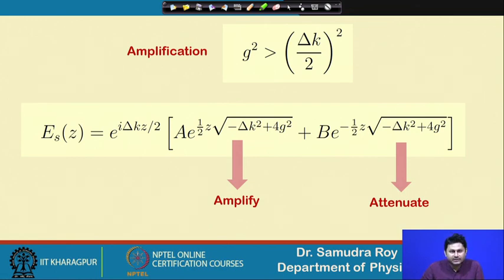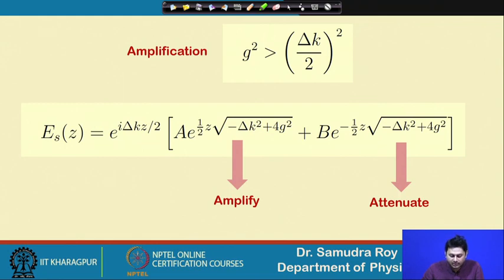So, our aim here is to find out the amplification of ES. We have an expression of ES containing two terms, both of which are exponential. If you look carefully, you can see in the root over this term and the exponential root over term, we have a quantity delta k square plus 4 g square.